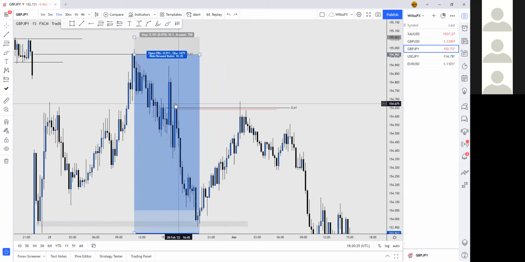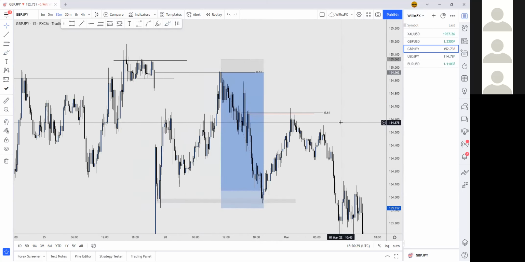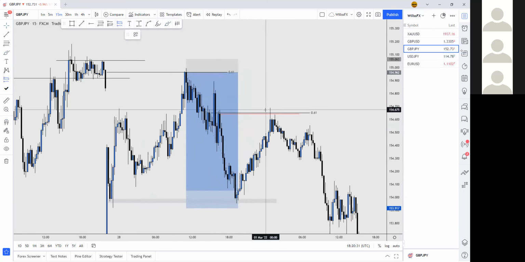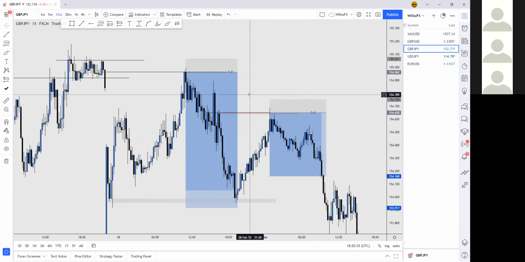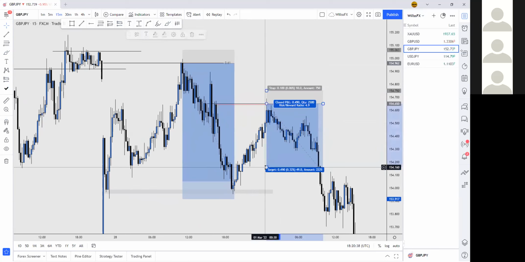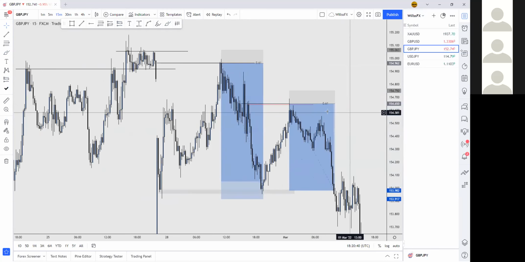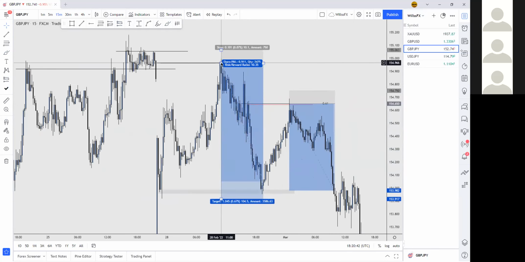You could have entered on the immediate pullback on this candle, on the fib, perfect. And what I'd do was I'd enter another position. So let's say we got this one here. Again, 10 pip stops. Let's say you're targeting the same area. And now this trade up here is risk-free. So this trade, no matter what happens, you're not losing any money.